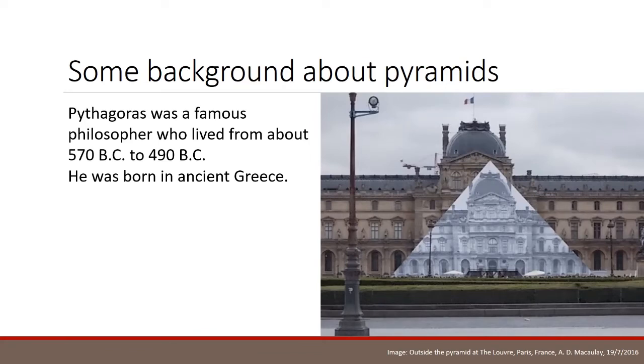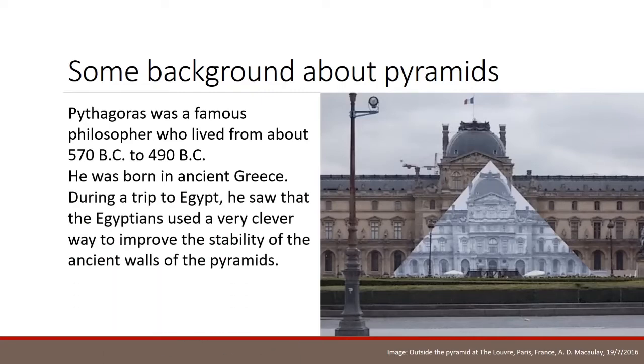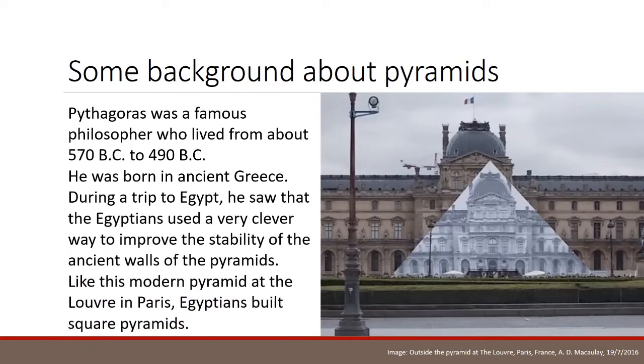Pythagoras was born in ancient Greece on the island of Samos, which is just off the coast of modern-day Turkey. During a trip, because Pythagoras loved to travel, he liked to find out lots and lots of information from everywhere he went. He went to Egypt and he saw that the Egyptians used a very clever way to improve the stability of the ancient walls of the pyramids. And like this modern pyramid at the Louvre in Paris, the Egyptians built square pyramids.